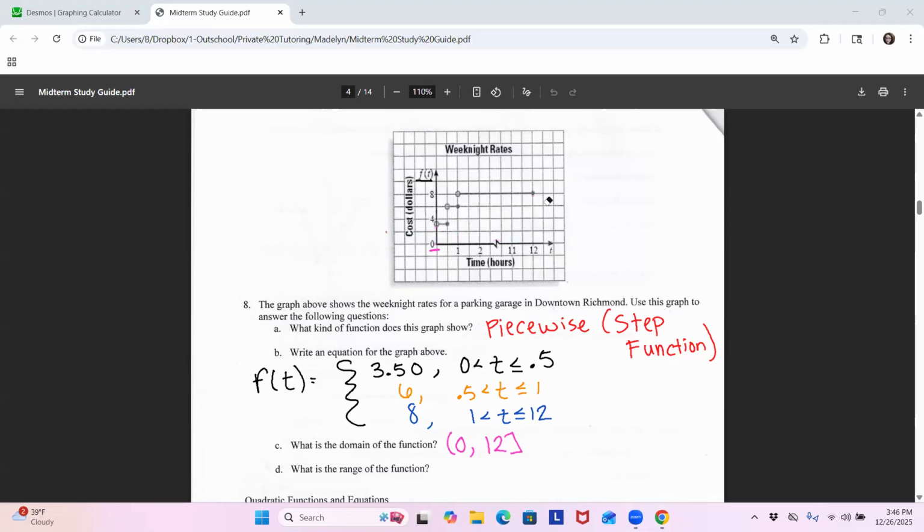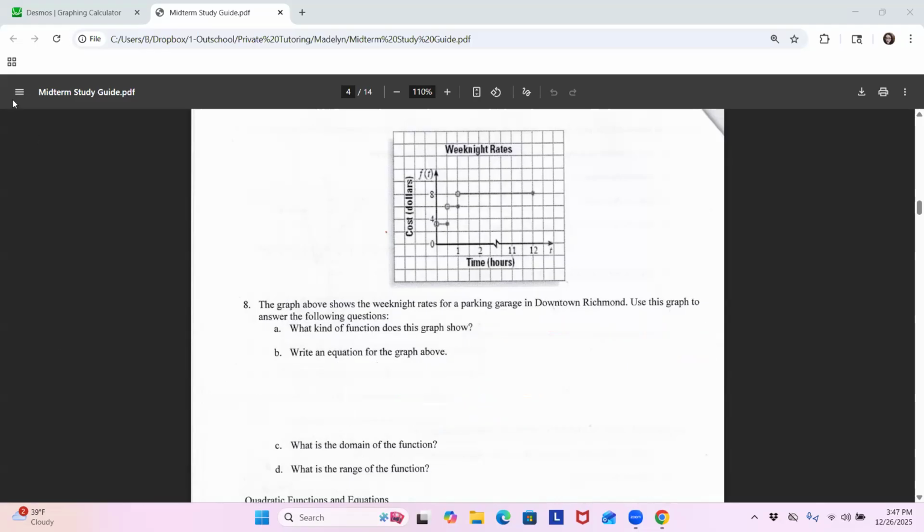What is the range? It's just those three values. The only y's this thing hits is 350 and 6 and 8. That's it. Those are the only y's that are possible for this parking garage. All right, I don't enjoy those. Hopefully that's all good.